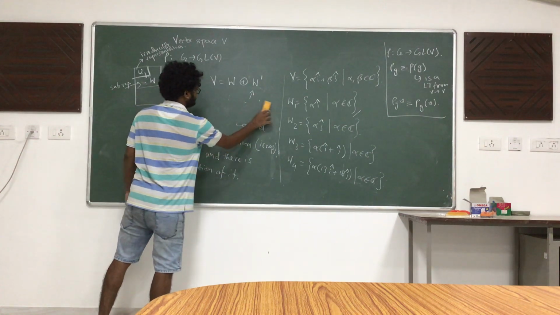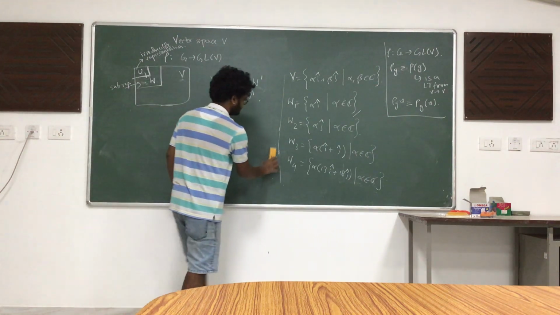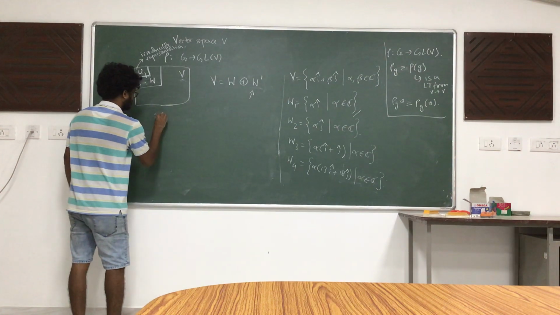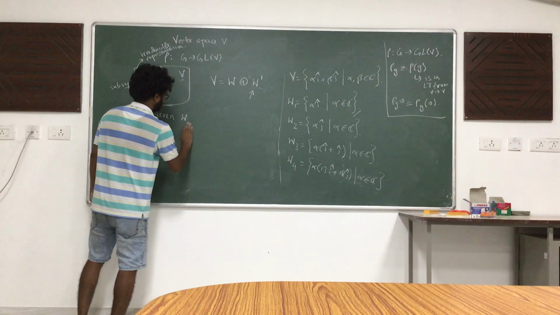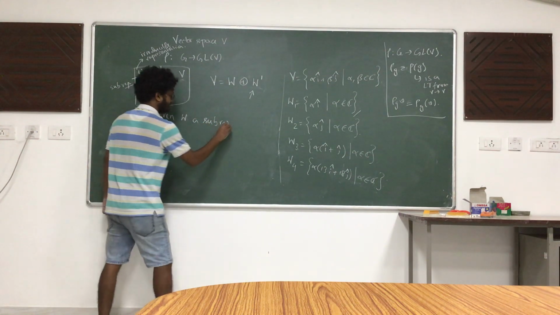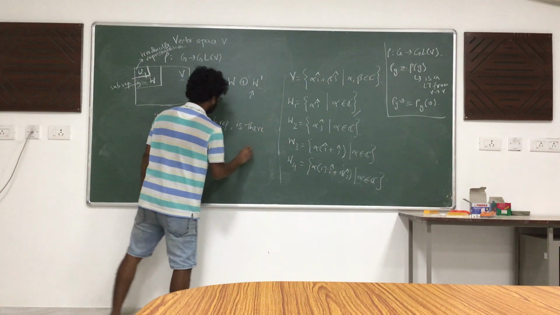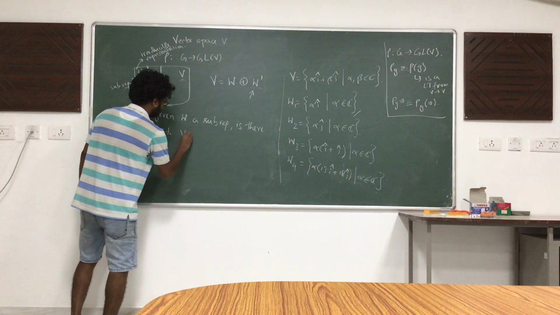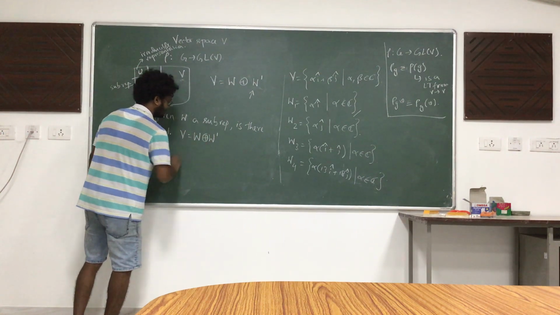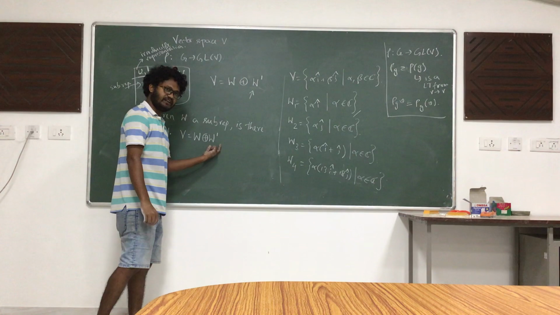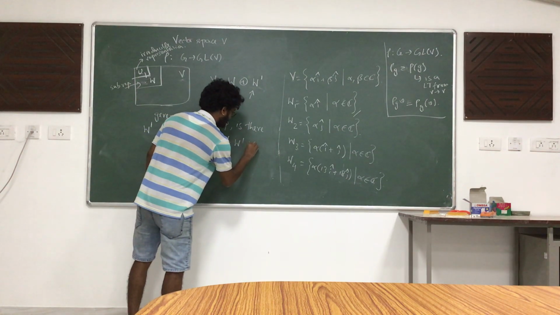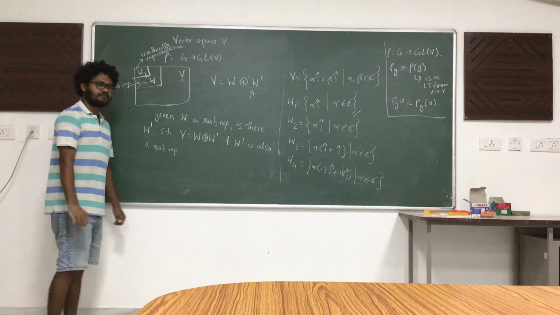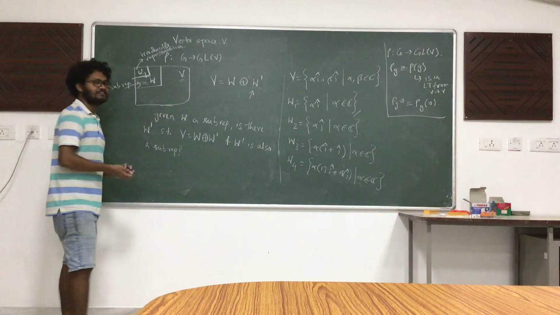So, given W a subrepresentation, is there W prime such that V is equal to W plus W prime, W direct sum W prime, and W prime is also a subrepresentation? So this is another question that we have to ask.